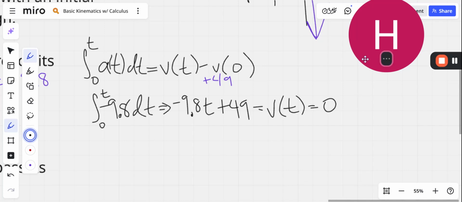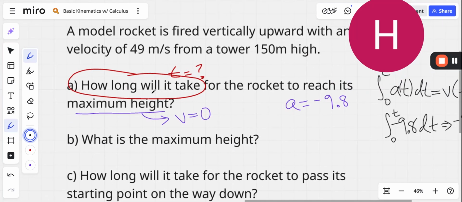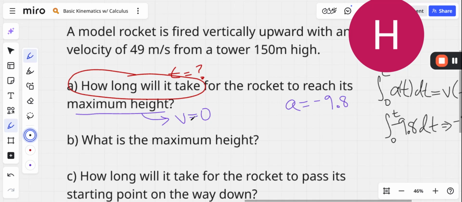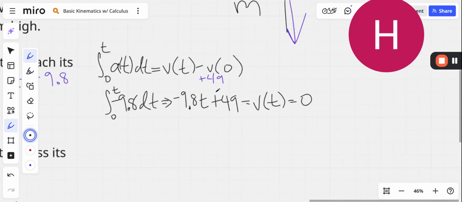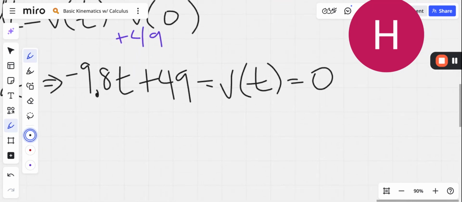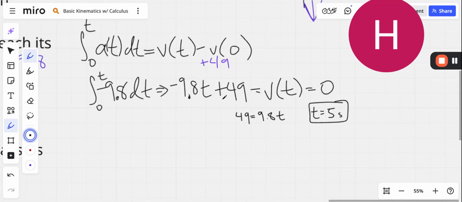Why do we want the velocity equal to 0? Let's remind ourselves again. It's because at the maximum height, the velocity is 0. So if I set the velocity equal to 0 and then solve for time, it will tell me the amount of time to have 0 velocity. In other words, the amount of time to reach that maximum height. Okay, so we're going to end up with 49 equals 9.8t. They made this pretty nice. t simply equals 5, and this would be in seconds. So that's how long it takes for the velocity to become 0.